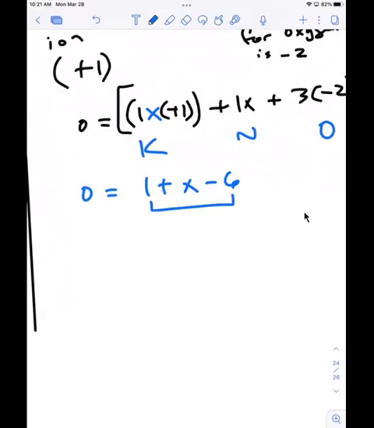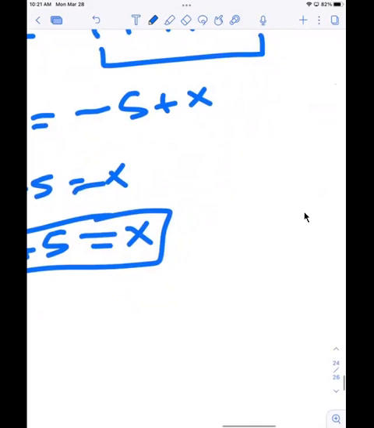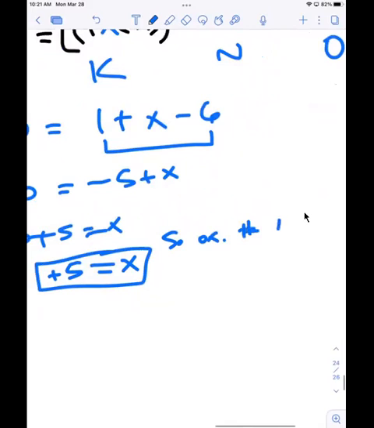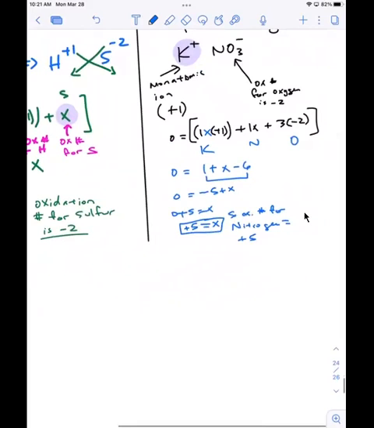All right, we can combine these terms right here. So that's going to be -5 plus X equals 0. And so now we can just solve for X. So 0 plus 5 equals X. X equals +5. Make sure we say that because the oxidation number can be positive or negative. So the oxidation number for nitrogen is +5.